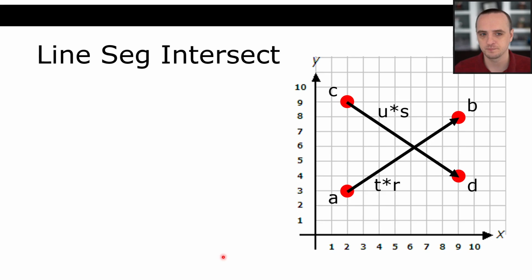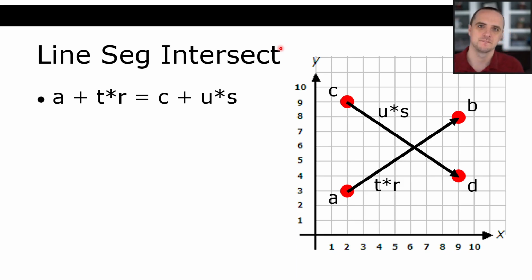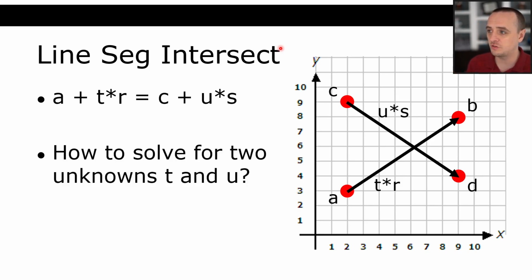So let's have a look. We're going to set A plus T times R equal to C plus U times S. But as all of mathematics has told us for the history of time, in order to solve an equation, we need to have at least as many equations as we have unknowns, right? But here we have two equations and two unknowns. So how can we solve this when we have two equations and two unknowns?